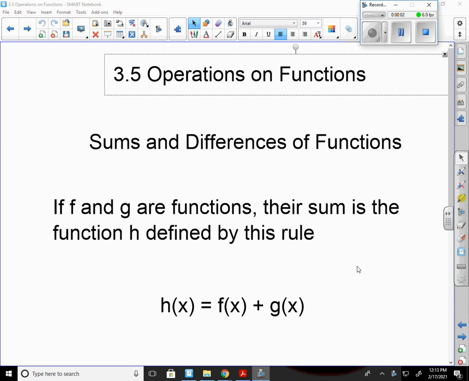All right, 3.5, operations on functions. Good thing I knew where this was. Sums and differences of functions. If f and g are functions, their sum is the function h, which is defined by the rule f of x plus g of x equals h of x. Or if you say it the way it's written, h of x equals f of x plus g of x.